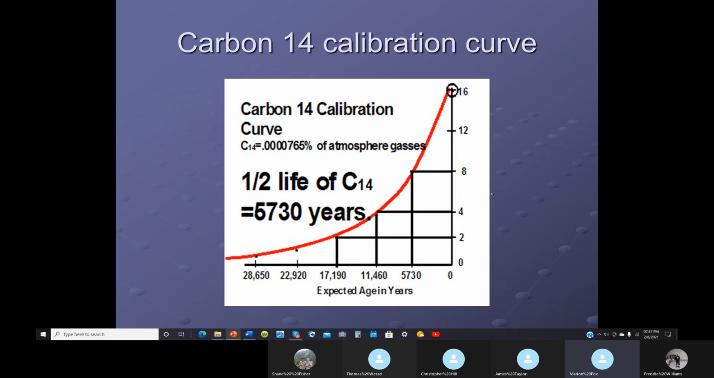Each 5,730 years, half of it will decay and turn back into nitrogen. That's called half-life. Does that make sense? Any question there?